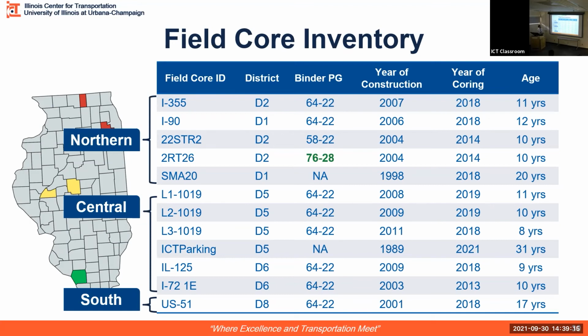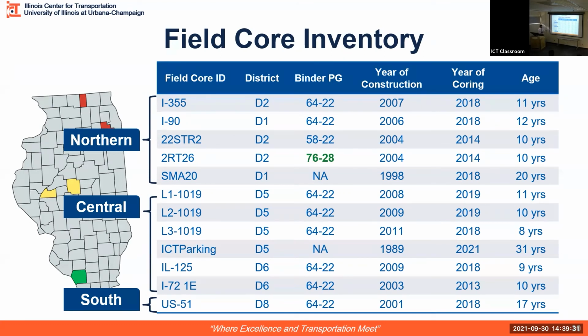Most of these binders represented 64-22, which represents Illinois climate. So care should be taken when I present the results. Some parameters are stiffness dependent. We need to make sure that when we read those results, they represent 64-22, because it will be different for 58-28.